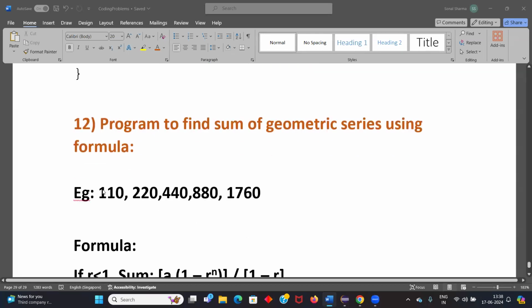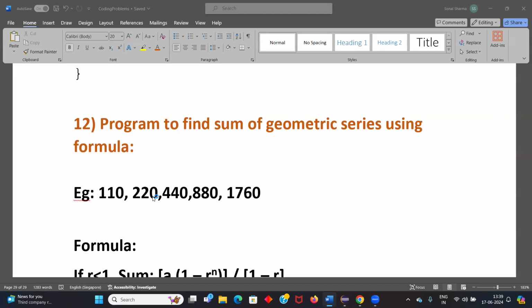So what is a geometric series? Basically, the ratio is the same in a geometric series. If you see 110, if you multiply it by 2, it will be 220. 220, if you multiply it by 2, it will be 440. 440, multiplied by 2, will be 880. And 880, multiplied by 2, will be 1760. So the multiple is 2. The multiple is constant, or you can say that the ratio is constant.